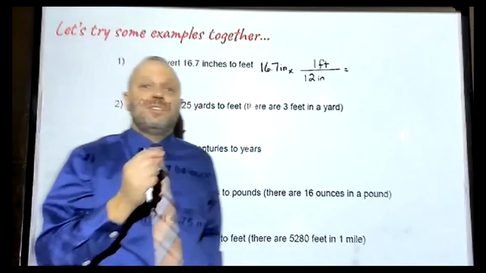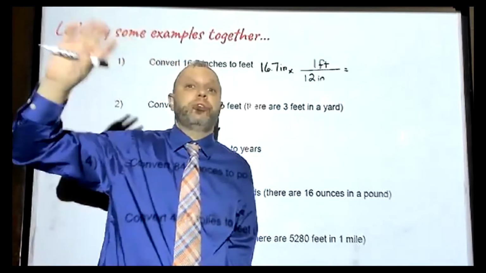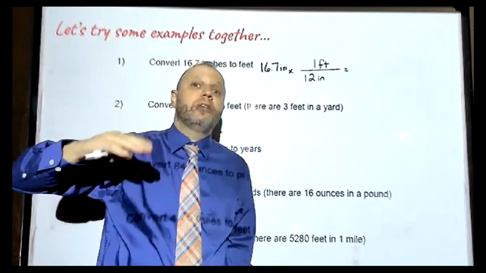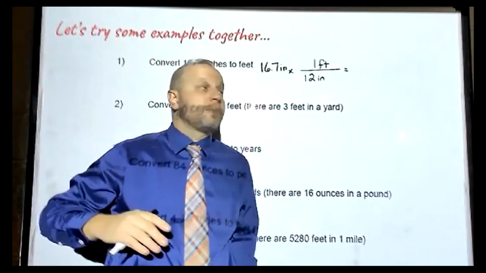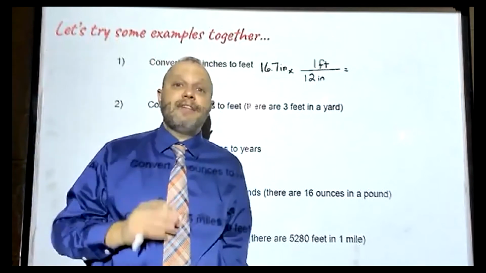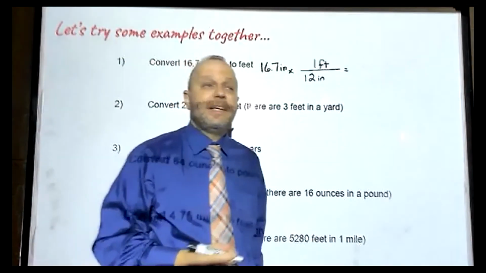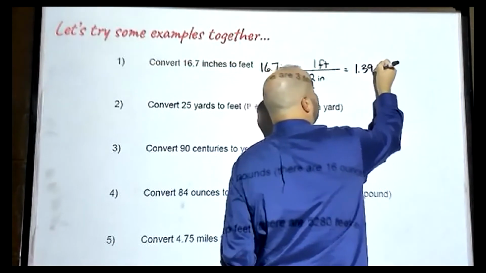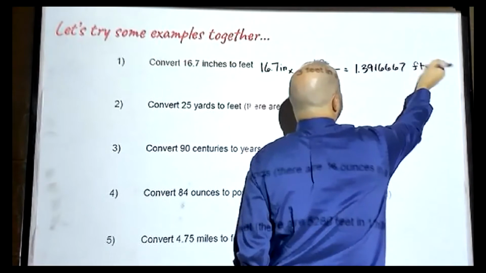You're going to do 16.7. You can ignore the 1 on top, so don't even worry about that. Divided by 12, because the 12 is on the bottom. So if a number is on the bottom, remember we're going to divide by that. So we're going to have 16.7 divided by 12. When you complete this, you get an answer of 1.391666, and it keeps going, feet.